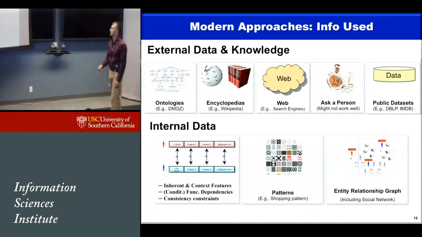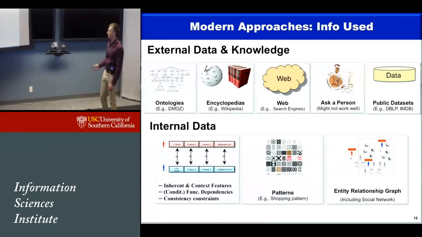Modern approaches nowadays are not necessarily limited to feature-based comparisons. They use all kinds of external data, such as ontologies, encyclopedias, the web. You can ask a person to provide feedback. You can leverage various public data sets. And you could use what we call the entity-relationship graph. We contributed to this area significantly.